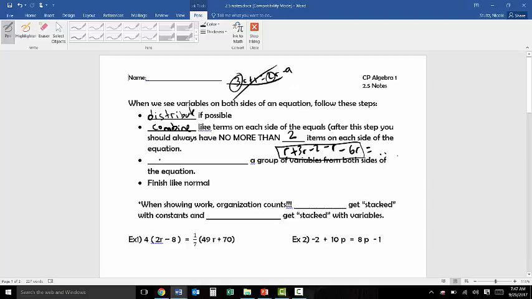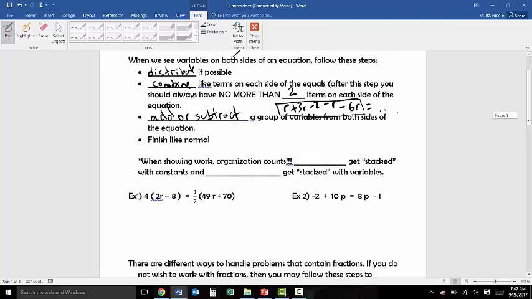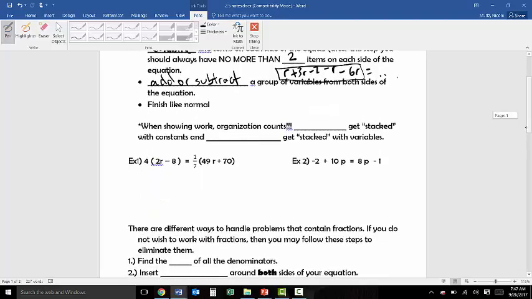Once you have combined your like terms, you're going to either add or subtract a group of variables from both sides of the equation. So I always work with variables first, and then I work with anything else I have left over. And once you do that, it's like the problems we did in our last lesson. It just follows in order until we solve it.